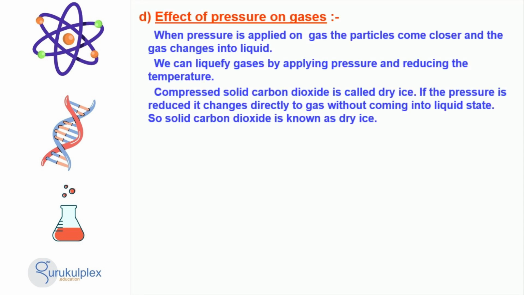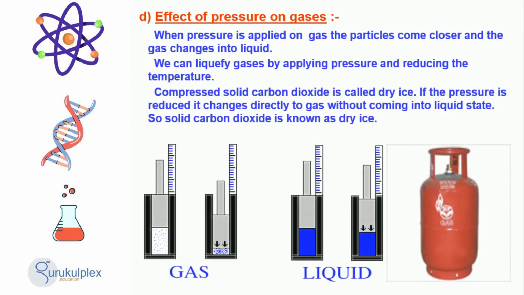Applying pressure to a gas causes the particles to get closer together and the gas to transition into a liquid. Lowering the pressure and temperature can also liquefy gases. Compressed solid carbon dioxide is referred to as dry ice, and when the pressure is decreased, it changes directly to a gas without entering a liquid form. Dry ice is an excellent example of compression and is used in common activities like storing food in home cylinders.